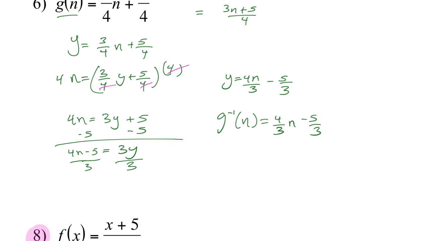Again, here I'm dividing by 4. Here I'm multiplying by 4. I'm adding 5 over here. I'm subtracting 5 down here. I'm multiplying times 3 up here. I'm dividing by 3 down here.